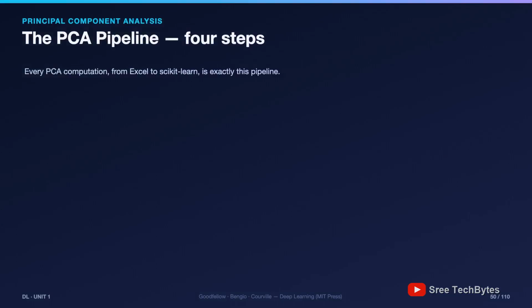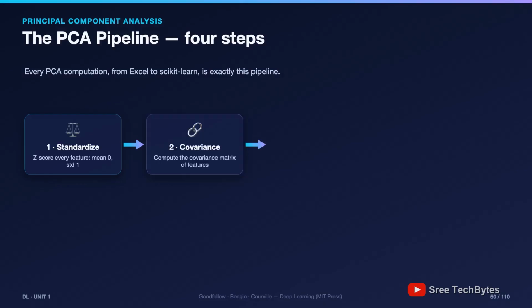Here is the entire PCA recipe, 4 steps, and I promise every PCA ever computed, from Excel to scikit-learn, is exactly this pipeline. Step 1: standardize the data, put every feature on a fair, comparable scale. Step 2: compute the covariance matrix, measure how the features vary together. Step 3: eigensolve that matrix. The eigenvectors give the directions, the eigenvalues give each direction's importance. Step 4: project, keep the top components and transform the data.